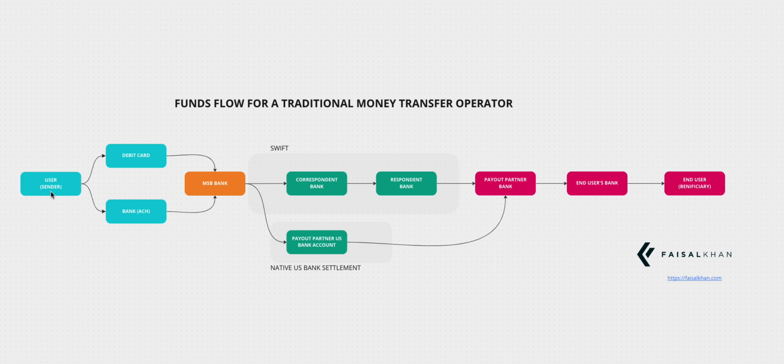It was, starting from the user end, the way they would fund. There would be an MSP in their bank, and the MSP would have two ways of settling, either through correspondent banking or through paying the payout partner bank's Nostro account in the US. The payout partner bank would push the money to the end user's bank and the end user's beneficiary. That was a traditional flow of funds for money transfer operators.